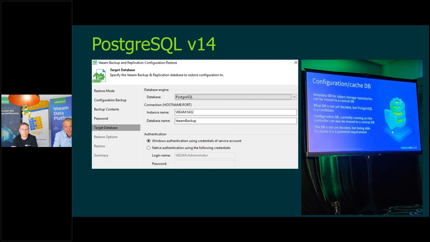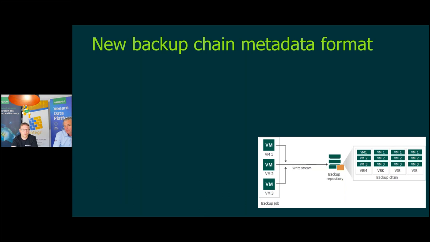The new backup chain metadata format, an important one from my perspective. And in the next slide, it will give you a lot more features. Classically, we had our backup chain, we had our VBM file, the backup metadata file, and we had the VBK file, the full backup, and the VIB files, the incrementals. And these were also monolithic files residing on your repository.